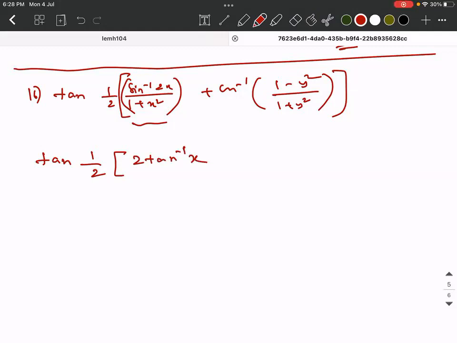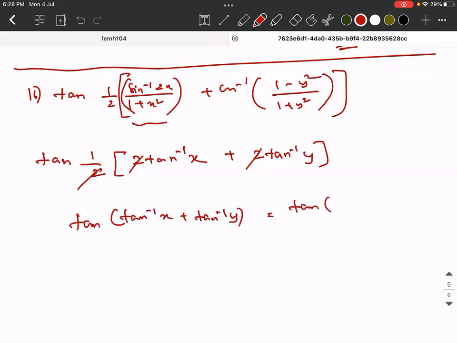In both the places, you put x is equal to tan alpha, y is equal to tan beta, and then solve. So instead of doing that, you can directly use the property, plus what is cos inverse of 1 minus y square by 1 plus y square? 2 tan inverse of y. Now you understood why they gave that half, so that this 2 and 2 will get cancelled. So you are left out with tan of tan inverse x plus tan inverse y, so that will be tan of tan inverse of x plus y by 1 minus xy. So that's what you need to do.